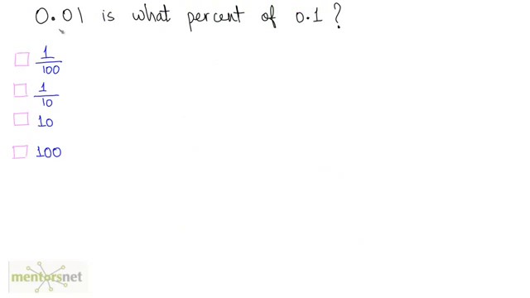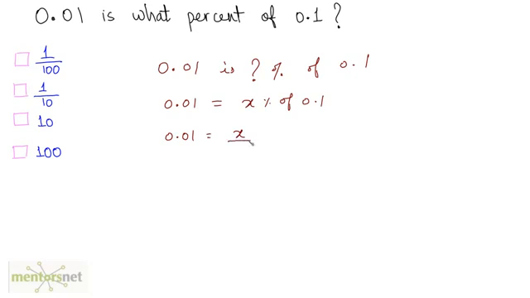Finally, the last question. 0.01 is what percent of 0.1? Well, let us rewrite this question. 0.01 is what percent of 0.1. And let us consider this question mark as x. So I can write 0.01 is equal to what percent of 0.1? So x percent of 0.1, and that can be rewritten as 0.01 is equals to x upon 100.